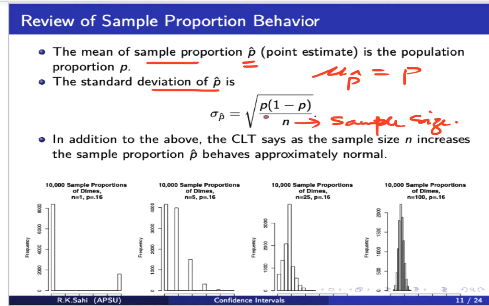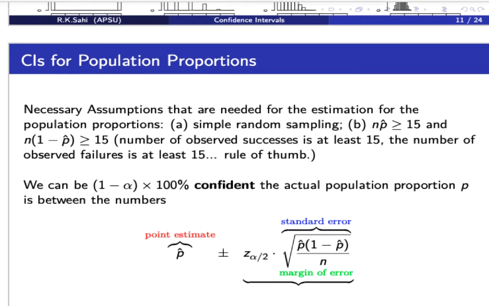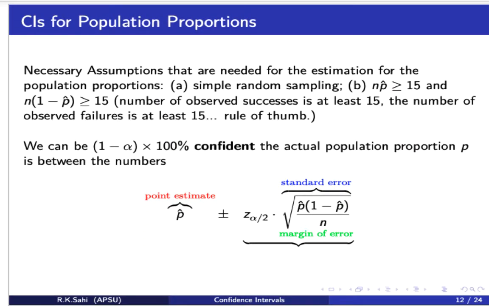Okay, not only that, but the central limit theorem says as we increase the sample size, the sample proportion behaves approximately like a normal distribution. So look at these figures. So here's where the sample size is only, say, 1, and we increase it to 5. So it still skews a little bit, but better than the previous one. But if my n is 100, notice such a beautiful bell-shaped curve we have. Okay. So for confidence intervals for population proportion, we need certain assumptions.